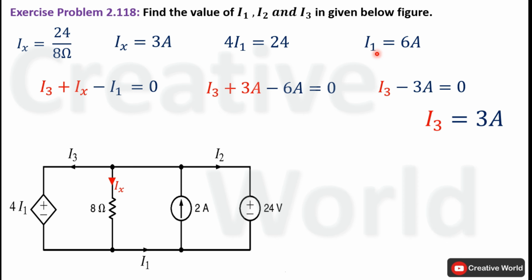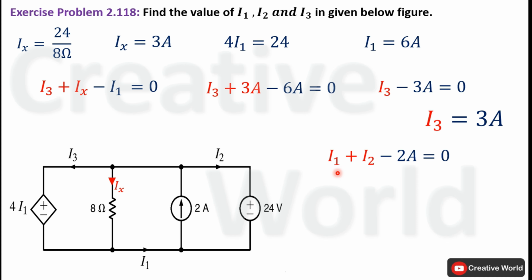Value of current I1 and I3 is calculated. Remaining parameter is current I2. For that purpose, we will apply Kirchhoff's current law on this node. Here from this node only one current is leaving while two currents are entering. So Kirchhoff's current law equation for this particular node will be I1 plus I2 minus 2 ampere. Entering currents are taken with positive sign while leaving current is taken with negative sign.